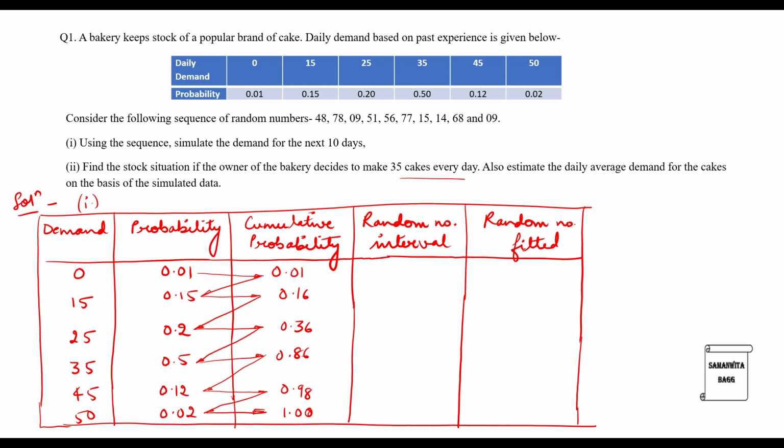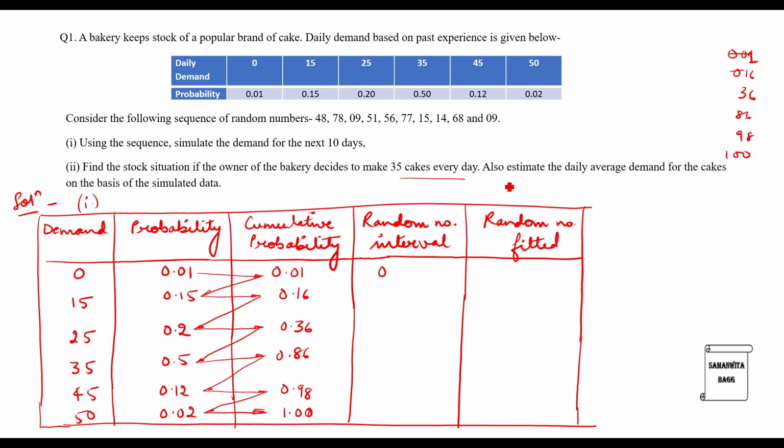Next, we have to calculate the random number interval. So how do we start? We always start with 0. You have to remember that. So the first number is 0. Now the cumulative probability is 1, and when you talk about a certain number in percentage, the maximum value is always 100. So you are going to multiply all these values by 100. So they become 1, 16, 36, 86, 98 and 100.